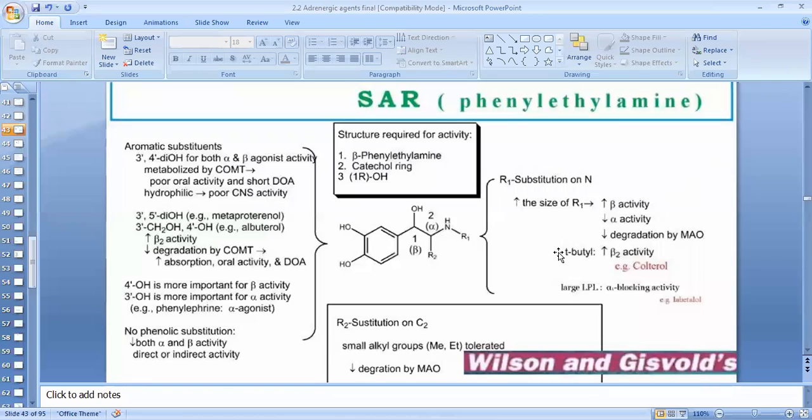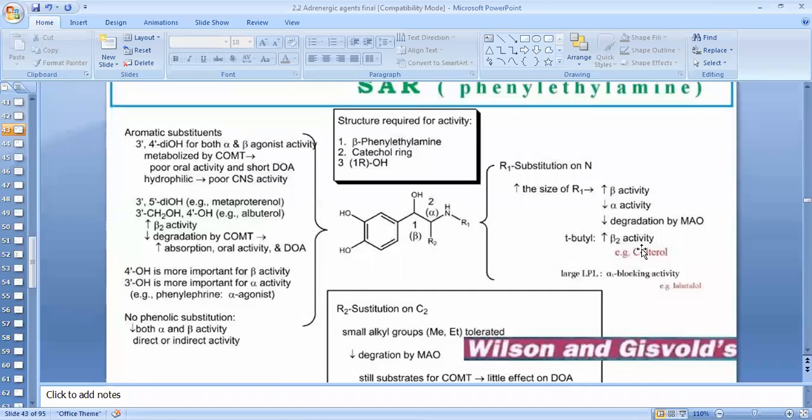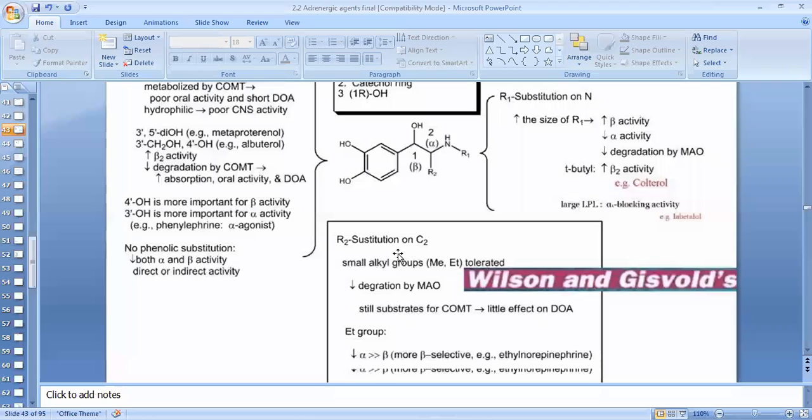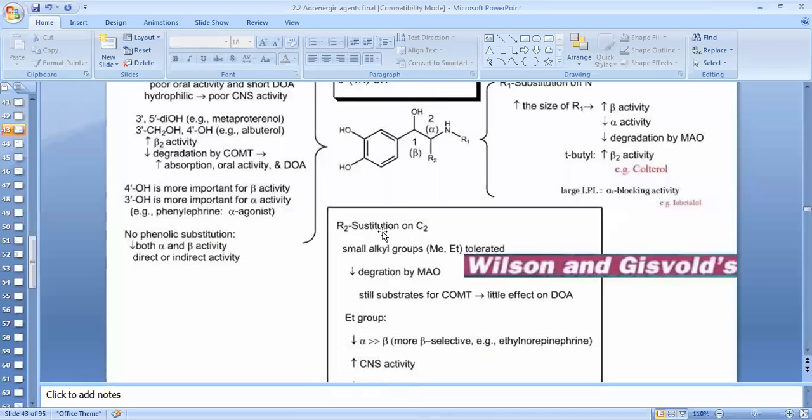So have you understood the significance or structure activity relationship of substitution of the R1 group on this beta phenylethylamine? Now the next substitution is the R2 group. Here we have discussed everything: what type of substitution will give what type of responses. Now the second substitution is R2 substitution. If we substitute R2, meaning carbon 2, the alpha carbon atom, what is the significance of R2 functional group substitution on the alpha carbon atom?